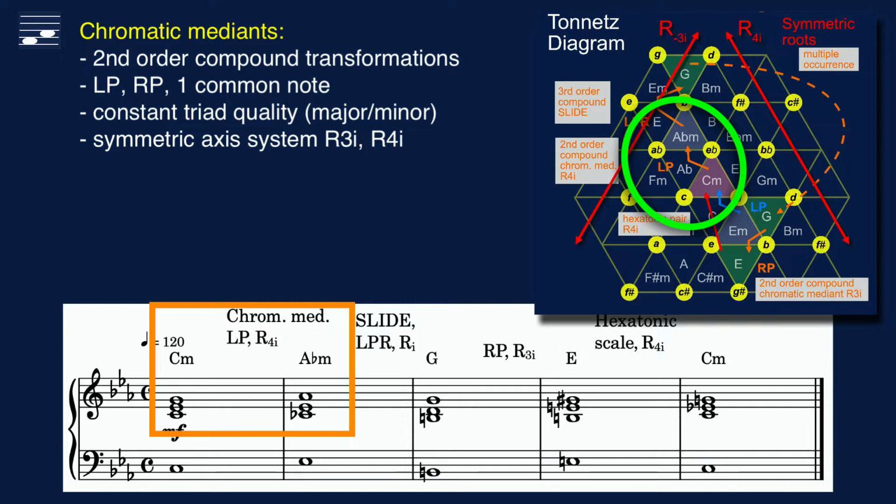The pair has one common note, here the pitch E flat. The chord type does not change, hence both triads are minor. And we find the chromatic mediant triad pair lying on one of the 2 symmetry axes in the diagram. These correspond to root movement by either 3 semitones, a minor third, or by 4 semitones, a major third. Listen to the first compound transformation.